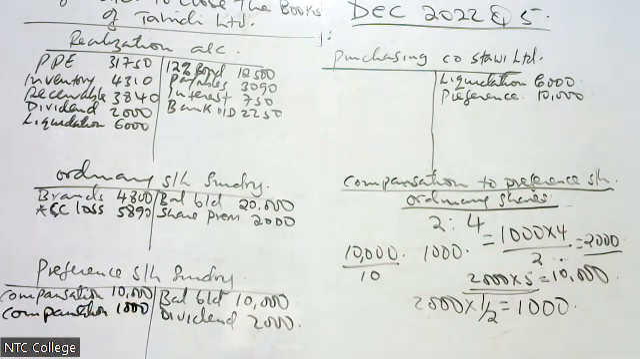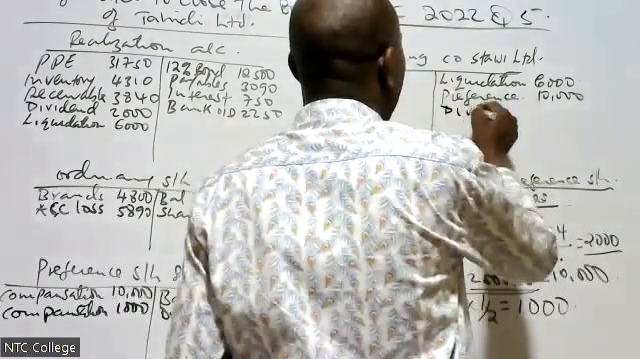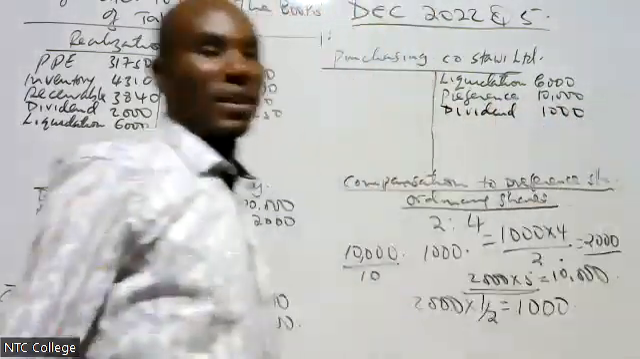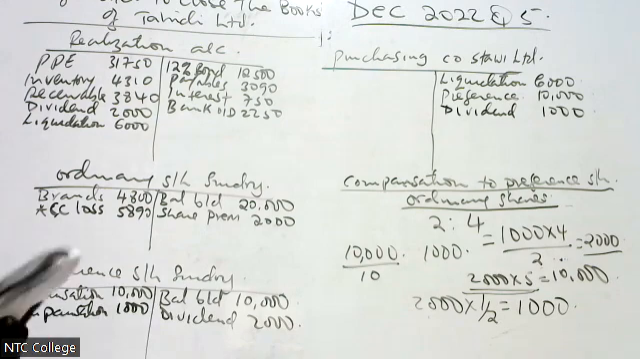1,000. I say compensation, 1,000. Who is compensating? Stawi Limited. I say he has compensated dividend 1,000 like that. Yes, that is how we have compensated preference dividend.